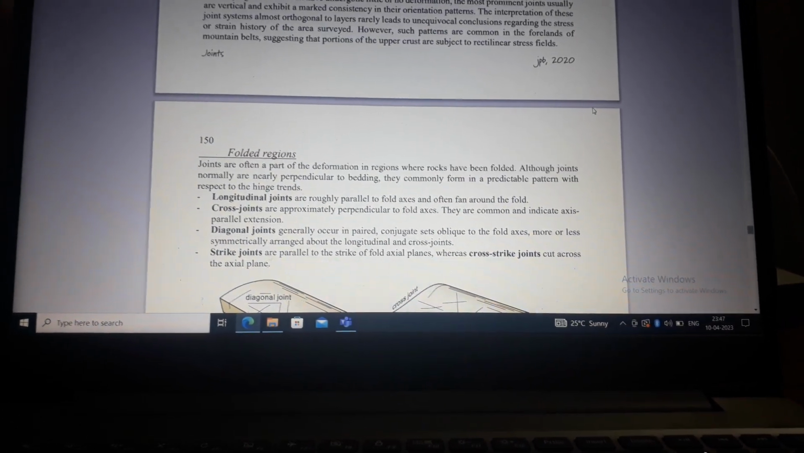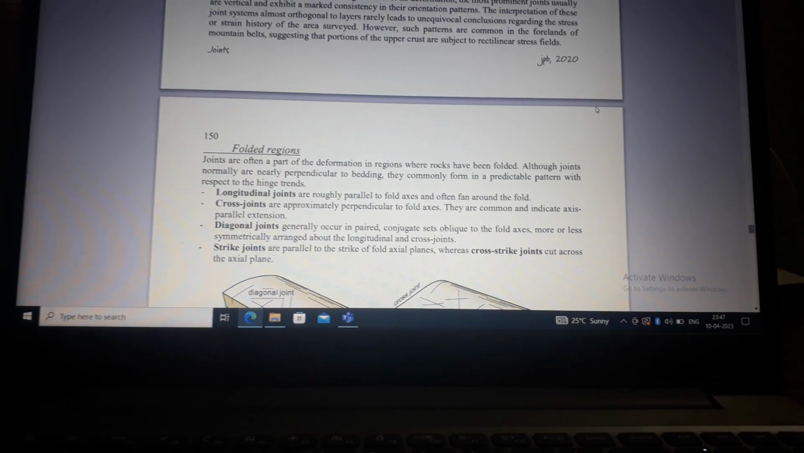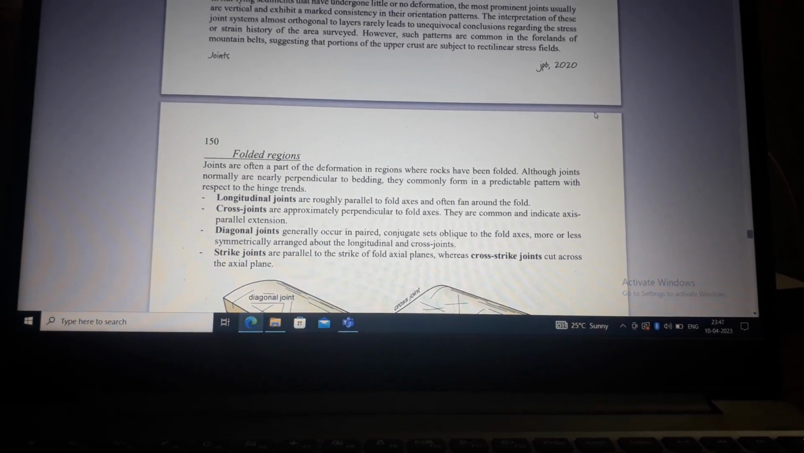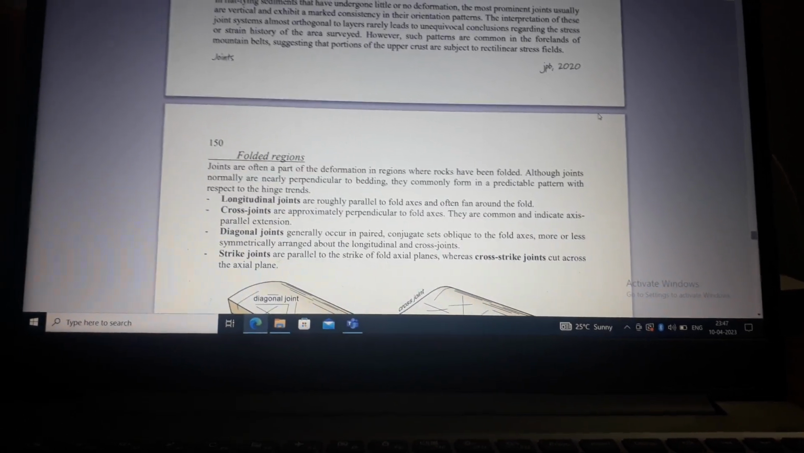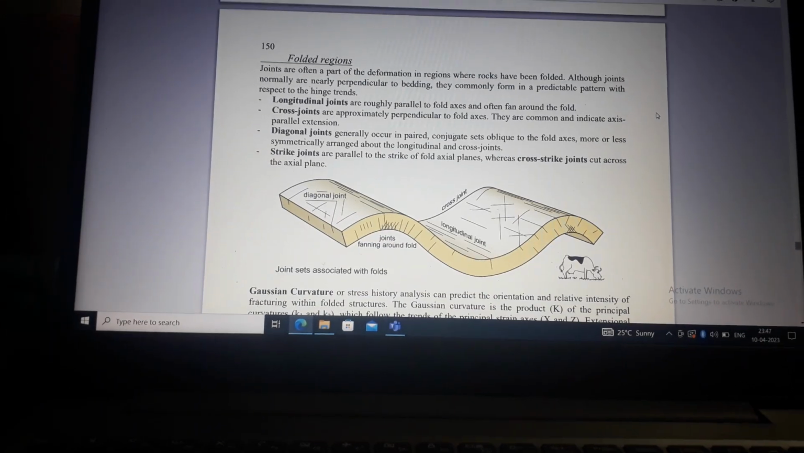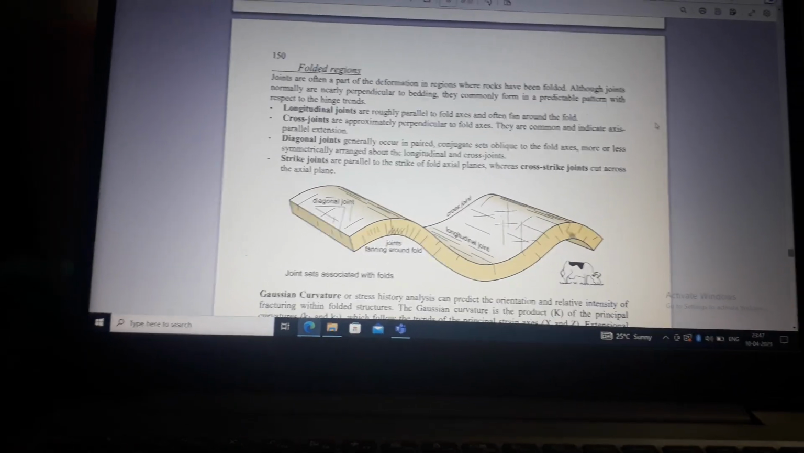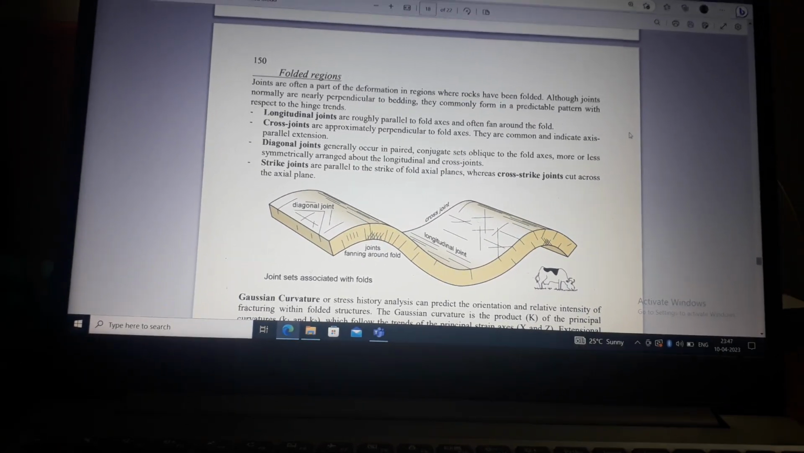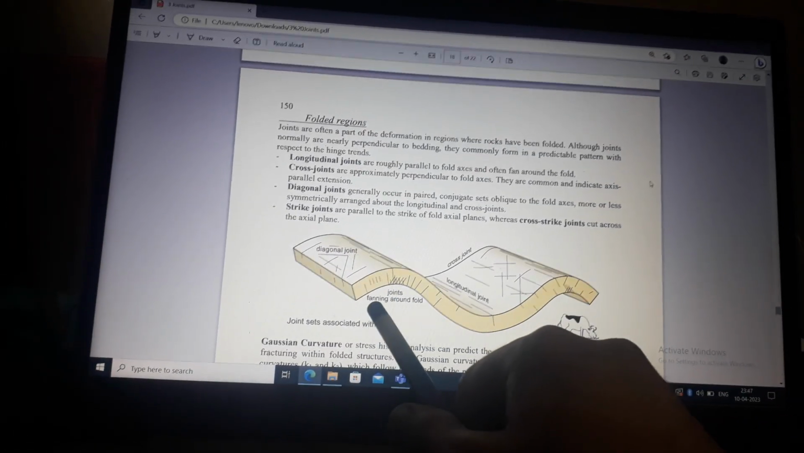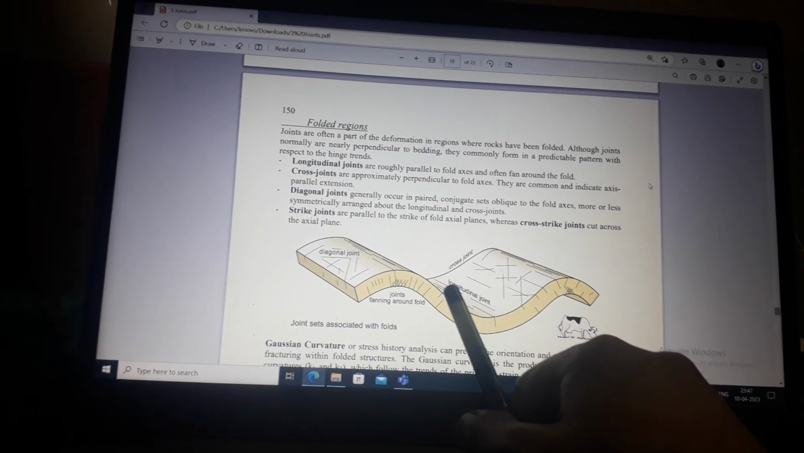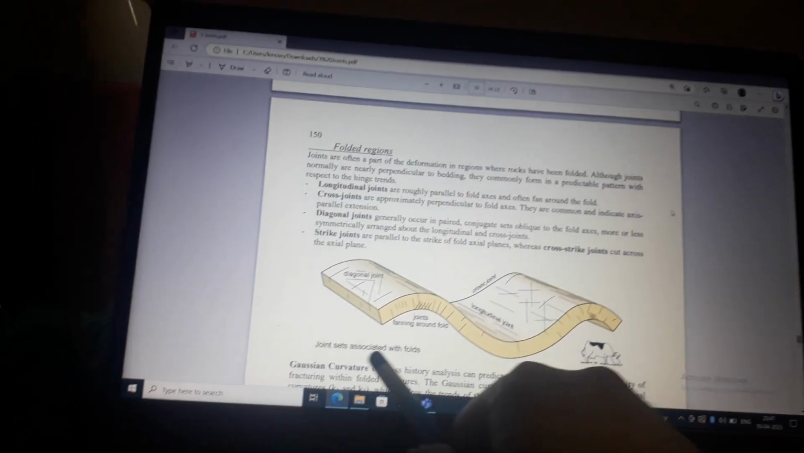Diagonal joints generally occur in paired conjugate sets oblique to the fold axis, more or less symmetrical, arranged about the longitudinal and cross joints. Strike joints are parallel to the strike of the fold axial planes, whereas the cross strike joints cut across the axial plane. This is diagonal joint. This is joint spanning around the fold. This is cross joint. This is longitudinal joint. This is joint sets associated with folds.